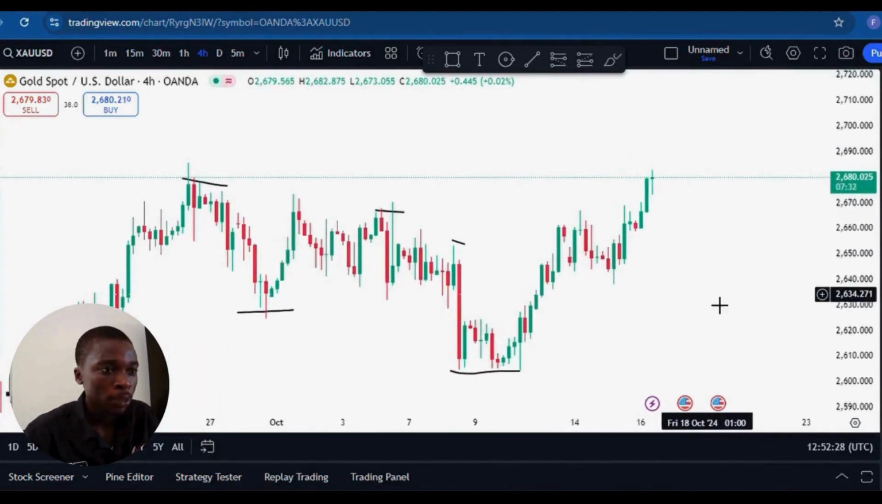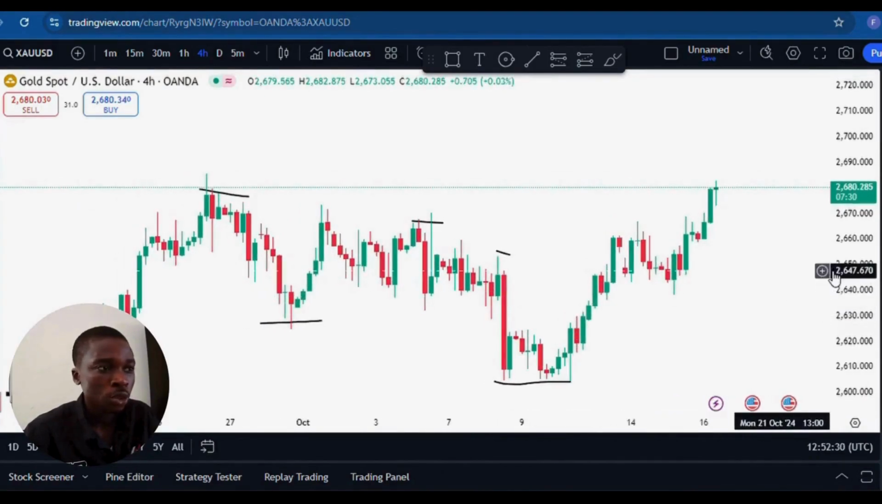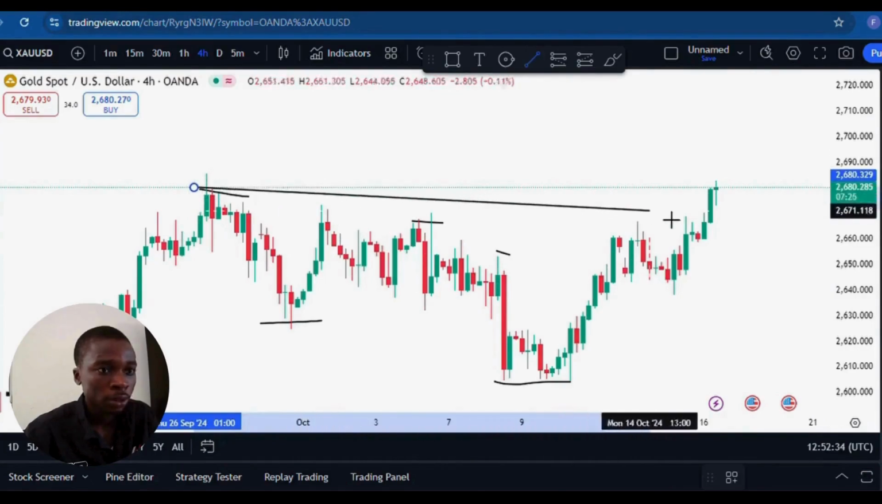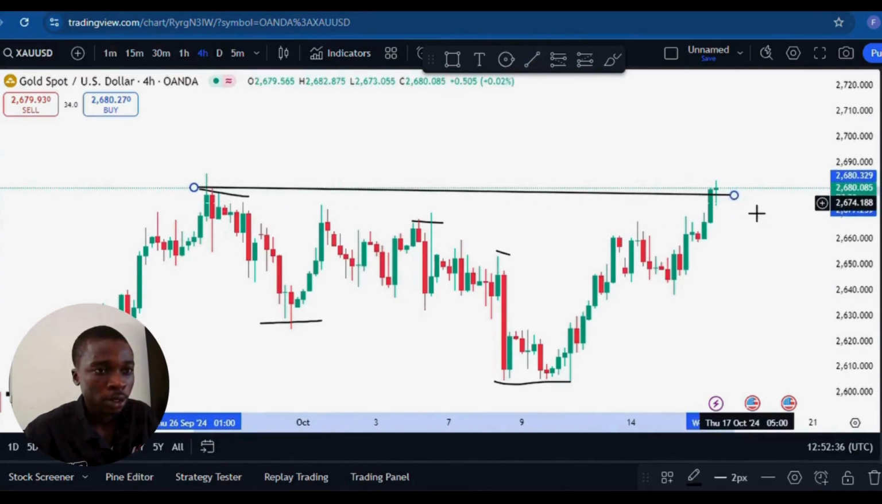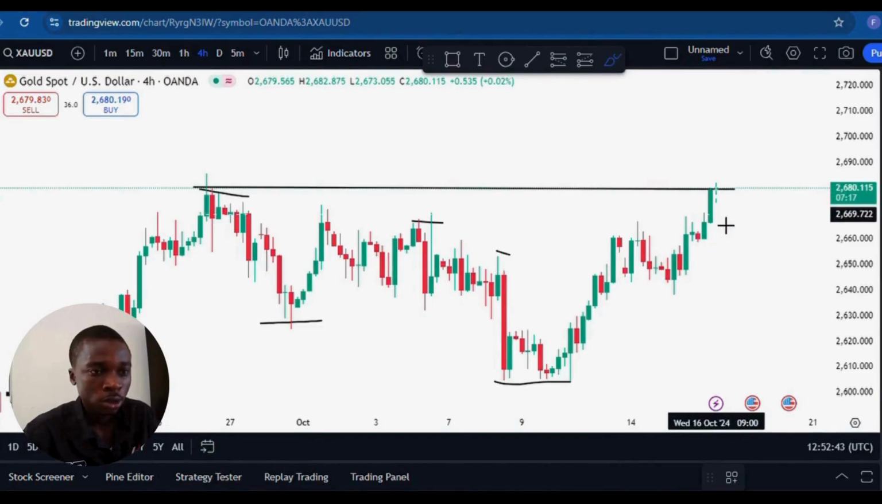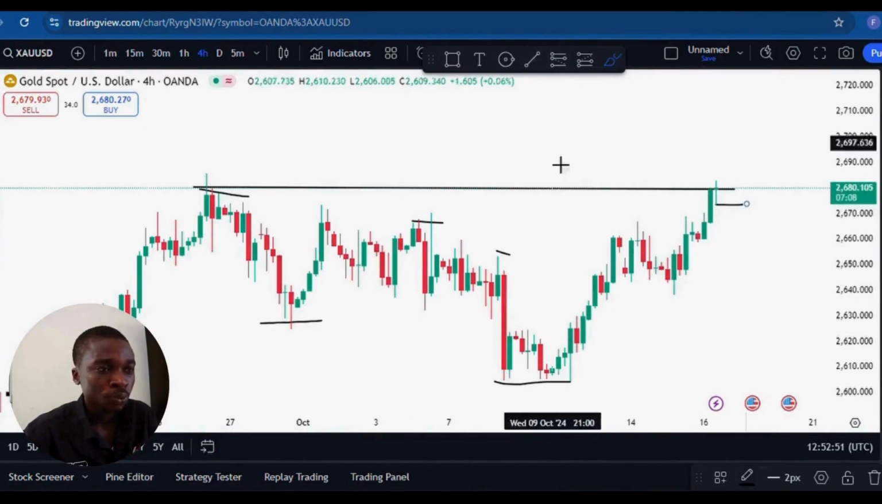So let me tell you the reason why I entered this trade. So as you can see at the top resistance area, the price is currently at this top resistance area. So I entered this trade around this spot, which you're seeing right here. So I'm expecting price to break this top resistance level.